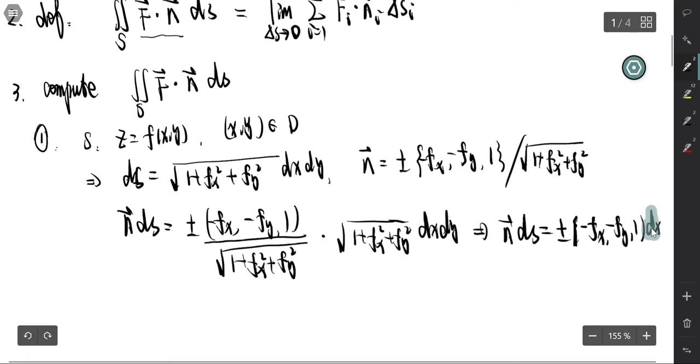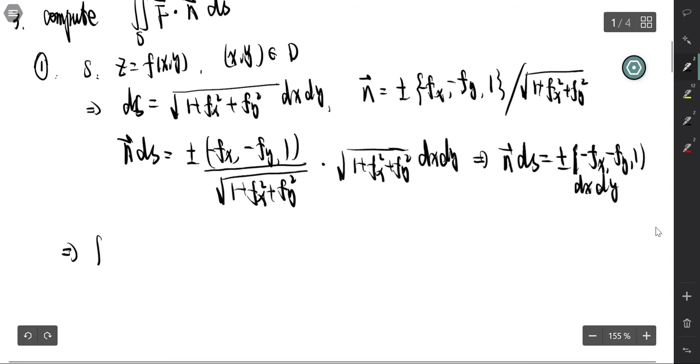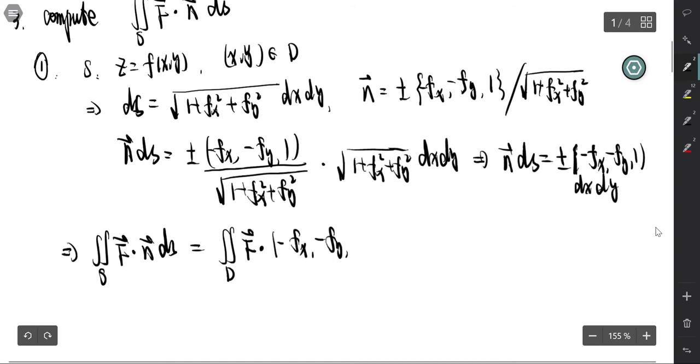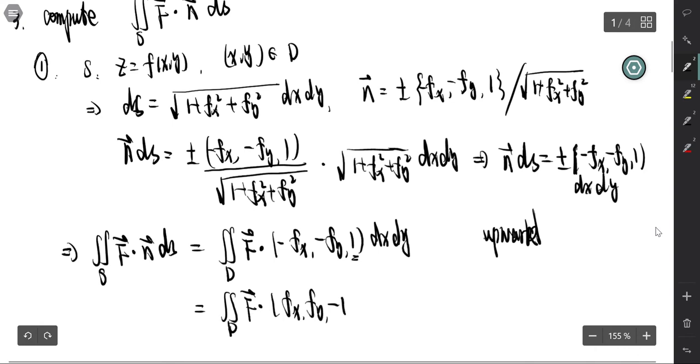So the flux integral of F dot n ds equals the double integral of F dot (negative f_x, negative f_y, 1) dx dy. This is for upward, because the z component is positive. If it's downward, we write F dot (f_x, f_y, negative 1) dx dy; that's downward.